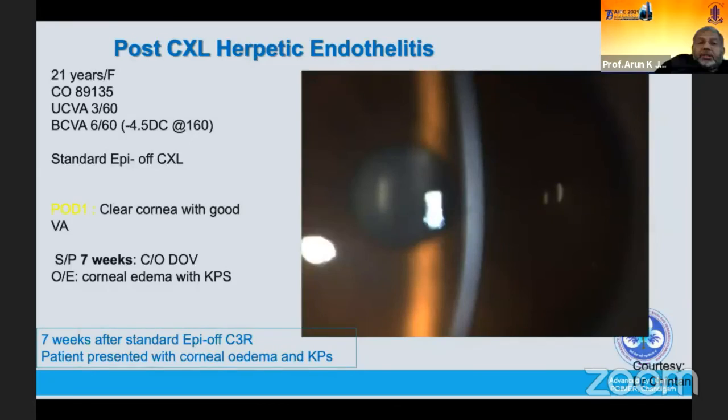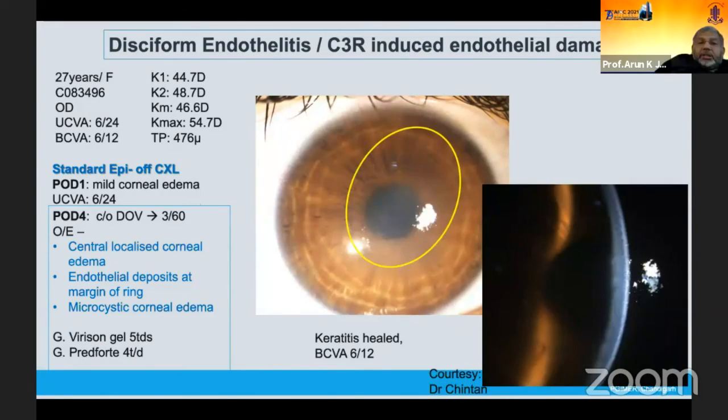And this is a case of a 21-year-old female who had herpetic endothelitis 7 weeks after the C3R. In this case you can see fine KPs and fine corneal changes. And just the last slide, this is one case of disciform keratitis which happened following the C3R, again from Dr. Chintan's clinic.